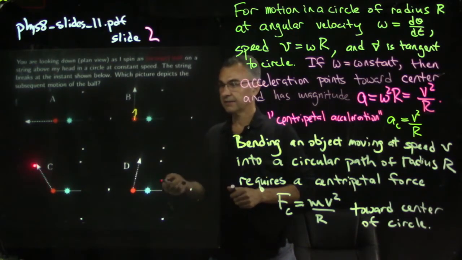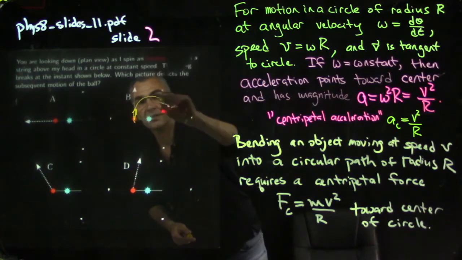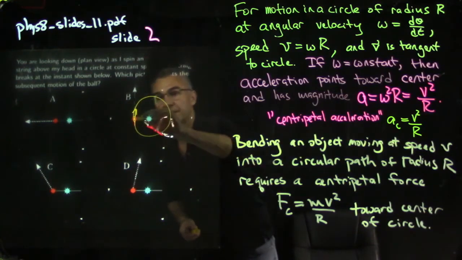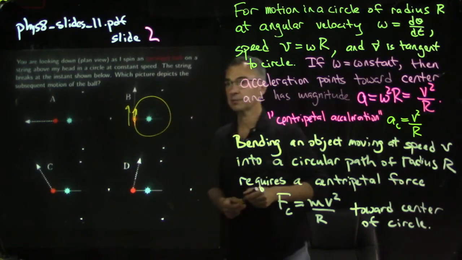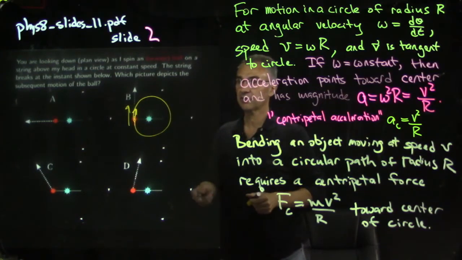And so I think C and D also don't make sense because, again, the circle is this way. So the ball's velocity the instant before the string broke was this way. So the ball's velocity the instant after the string breaks will be that same velocity because there's no longer a force pointing toward the center to deflect the ball toward the center.